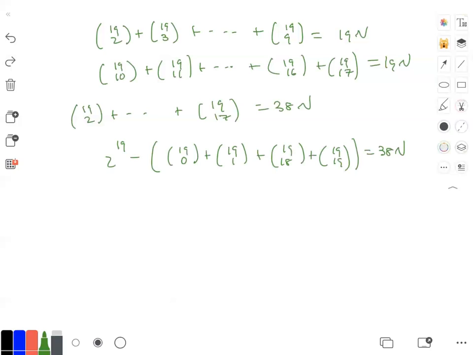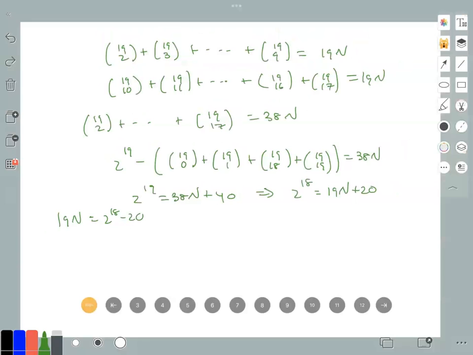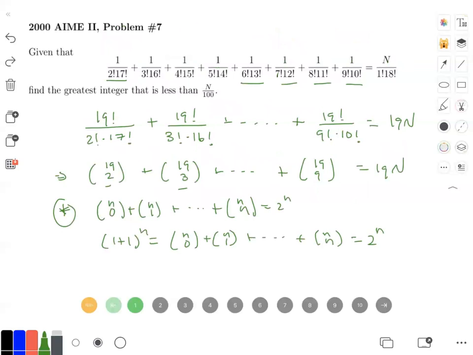As such, we're just having the 2 to the power 19, and then these are the terms that we still need. Evaluating this, we quickly get 40. So 2 to the 19 is equal to 38n plus 40. We can divide by 2 to get that 2 to the 18 is equal to 19n plus 20. So 19n is therefore equal to 2 to the power of 18 minus 20. And if we go back, the problem wants the greatest integer that is less than n over 100.